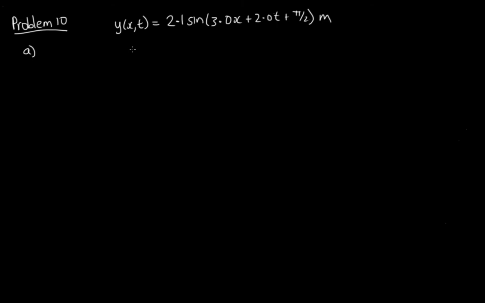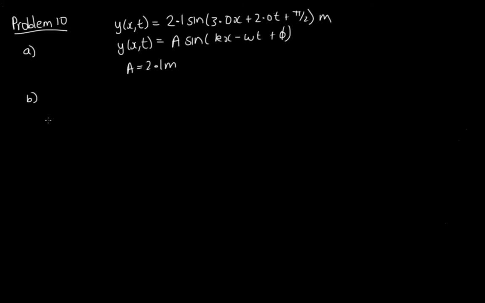Okay, so the approach we'll need to take with this problem is to equate this to the general equation for a travelling wave, y is equal to A sine kx minus omega t plus phi. And then we'll be able to work out what all these things are. So part A asks us to find the amplitude, which is the number out the front. So the amplitude is equal to 2.1 meters.